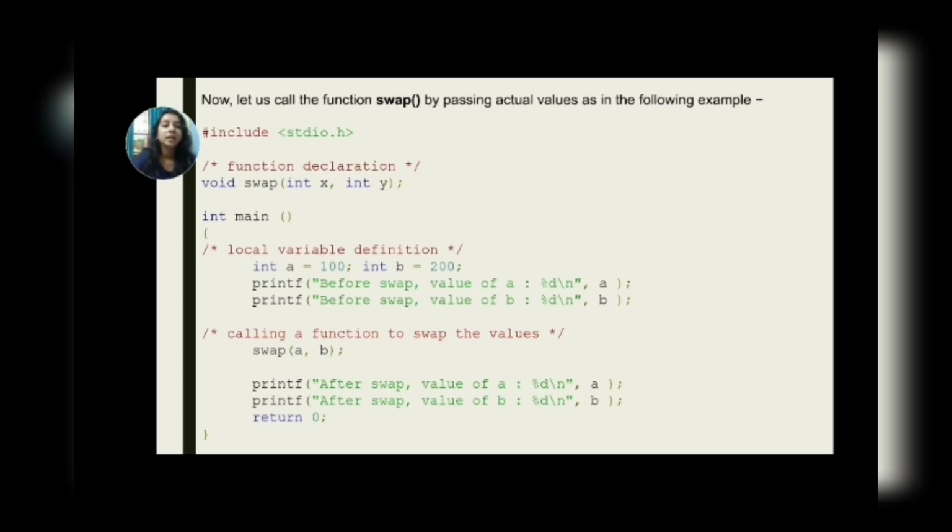Here the local variables int a and b are required. A is given the value of 100, for example, and b is given 200. First of all, let us print the original values of the variables. A is 100 and B is 200, so the output will be given using the printf statements. Then we call the swap function. It takes the variables A and B as the arguments, and the function swap, as we mentioned before, is called.